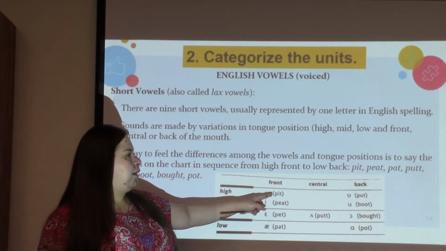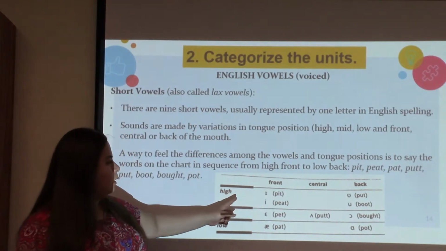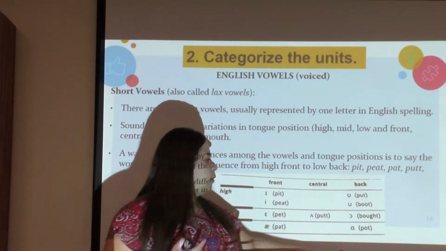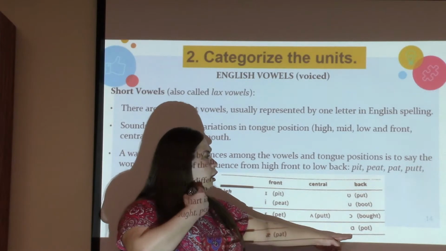For example, pit, your tongue is going to come up high and front. When we go back to put, your tongue comes back. And if we want to go to low, we have pot, and your tongue comes way back and low, okay?